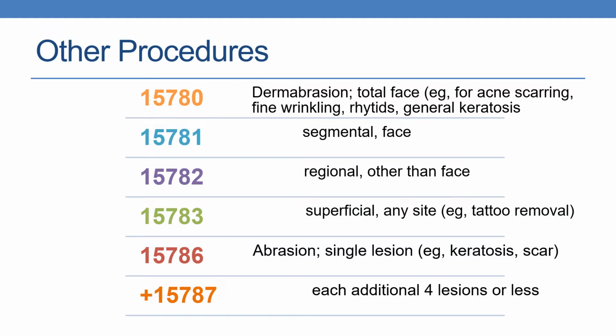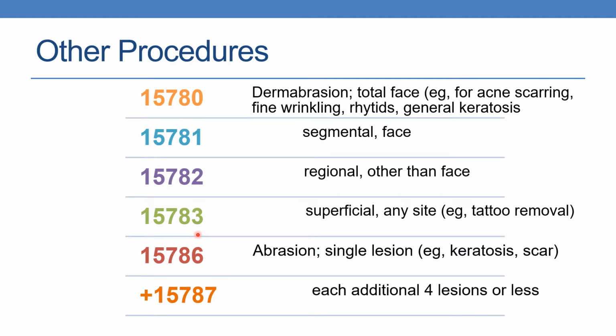The first CPT is 15780, that is nothing but dermabrasion, total face. For example, acne scarring, fine wrinkling, rhytids and actinic keratosis. The next is 15781, which is nothing but dermabrasion segmental. First is 15780 dermabrasion total face. The next is 15781 dermabrasion segmental. The next is 15782 dermabrasion regional other than face.